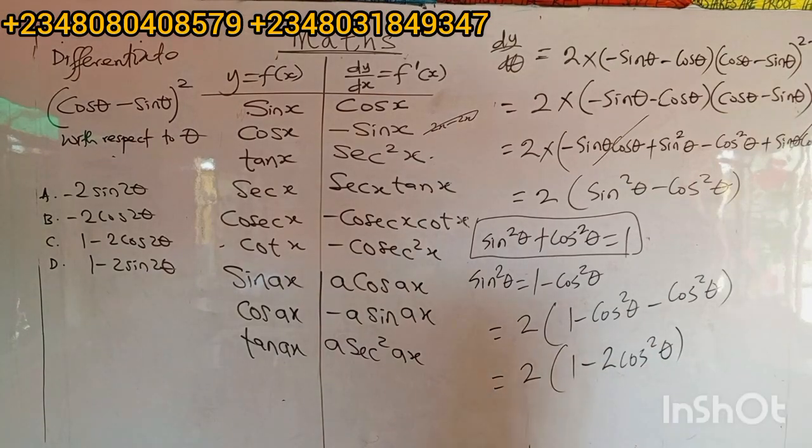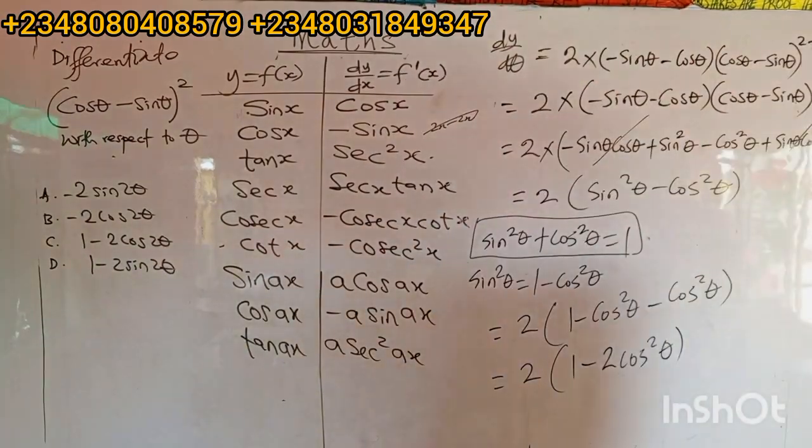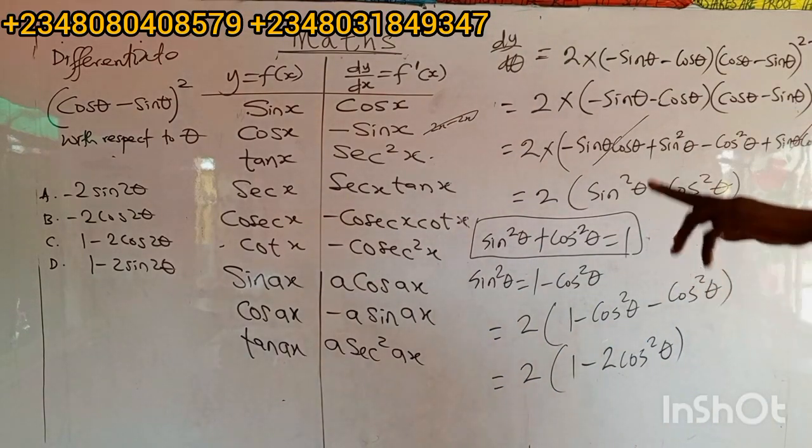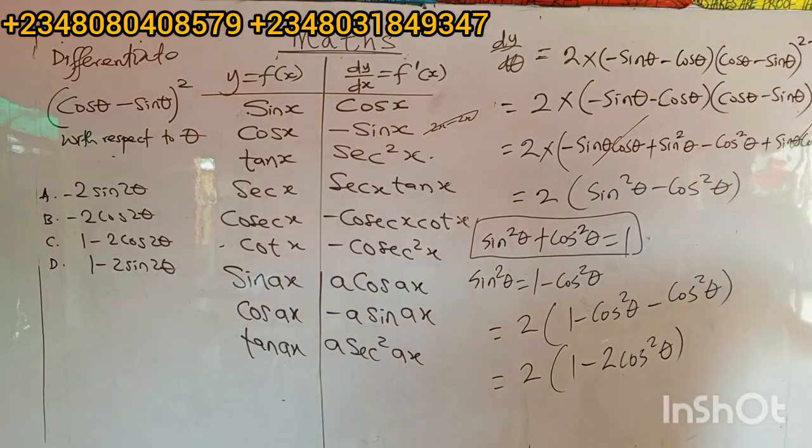What is 1 minus 2 cos square? That is what now? Cos 2 theta. Is it there? Yes. 2. Look at this. Cos theta. How do you get that? This is minus is not there. We have 2 cos theta. Look at this. Basic identity.